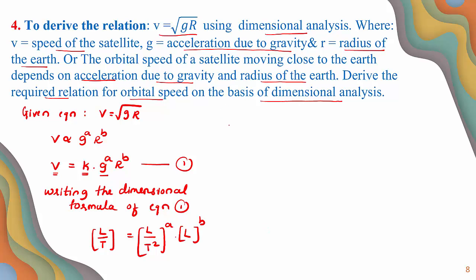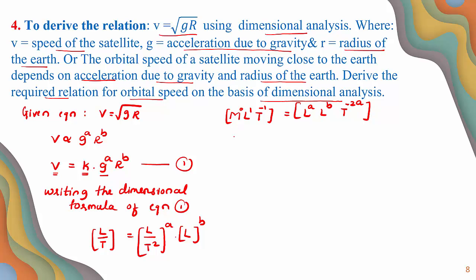Or we can write the equation as here. On LHS side, L by T. That means M raised to 0, L raised to 1, T raised to minus 1. On LHS side. On RHS side, we can write L raised to A, L raised to B, then T raised to minus 2A. Is it clear? L raised to A, L raised to B, T raised to minus 2A. This is on RHS side.